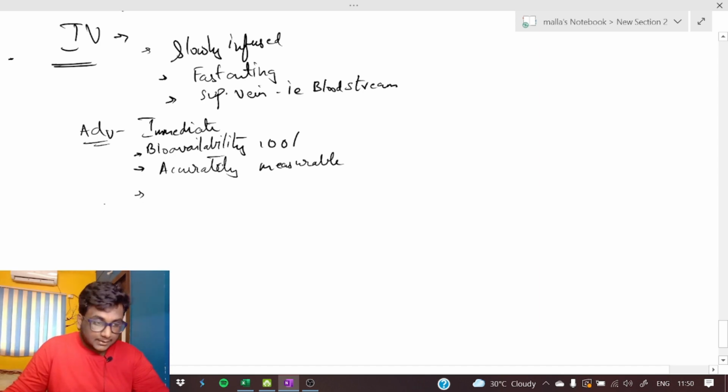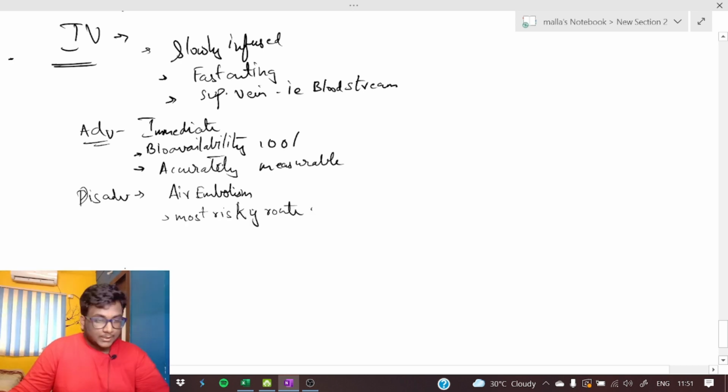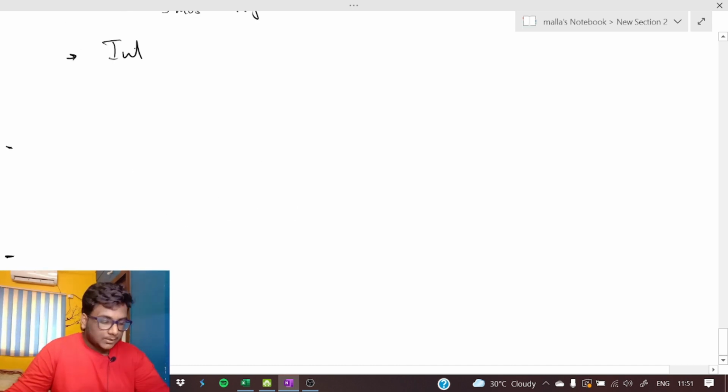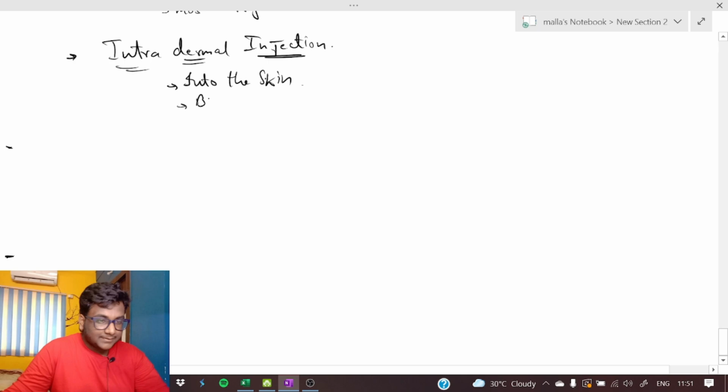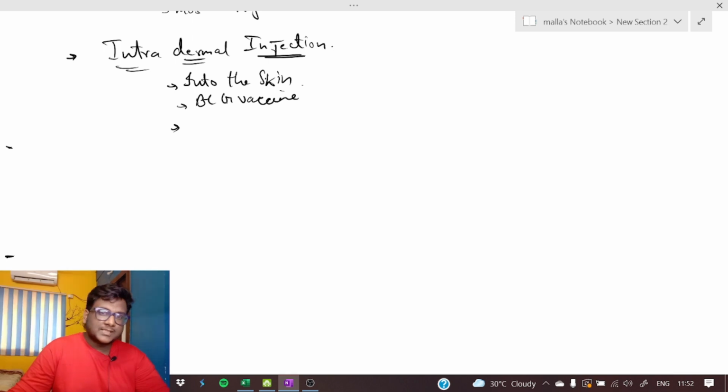The main disadvantages are that air embolism may occur, and drug particles which are infused into the IV can also cause embolism, and it is the most risky route. And the last one, intradermal injections. It is given directly into the skin, like the BCG vaccine, and we use intradermal injections in checking the sensitivity of the patient, like what he is sensitive to and what allergies the patient has, like peanut allergy or cashew nut allergy, dust allergy, etc., and it is given directly into the epidermis.